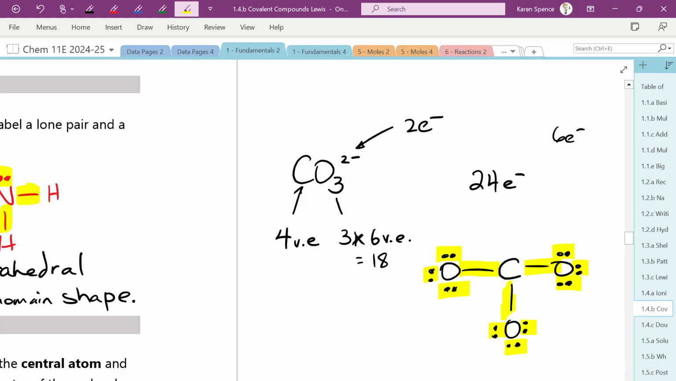So what I do is I erase a pair from my central atom, because I'm only allowed to have 24. I don't erase them from one of the side ones; I erase it from the central atom. And then I grab a lone pair, and this oxygen says, I will be so kind as to share with you, carbon, because right now carbon only has 2, 4, 6. Wouldn't it be nice if oxygen shared?